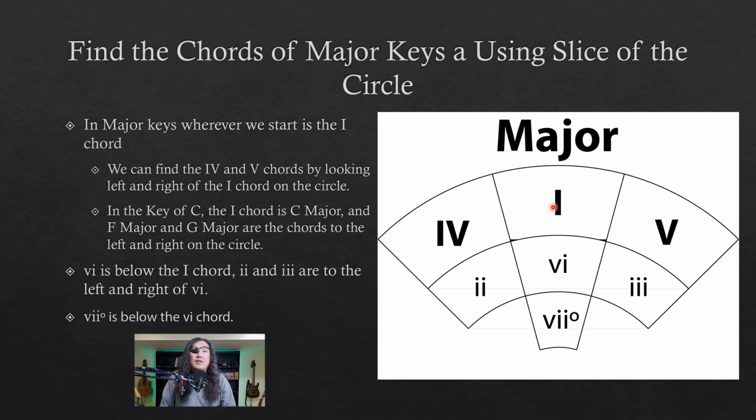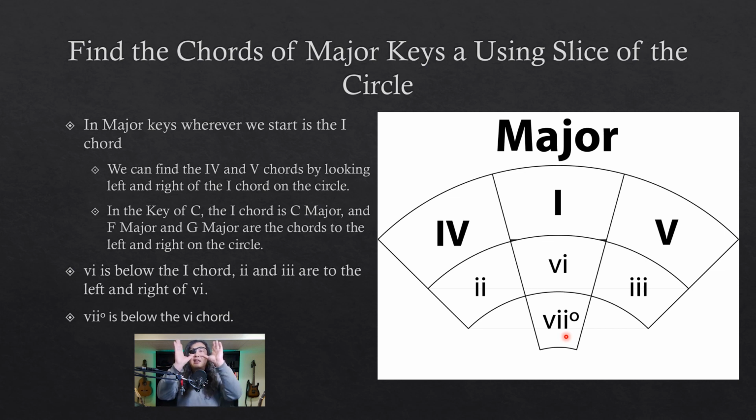And then if we look to the left and the right of the 1 chord, we get our 4 chord and our 5 chord. If we move 1 ring in from the 1 chord, we get our 6 chord, which is minor. If we look to the left and to the right, we have our 2 and our 3 chords, which are also minor. And then if we move 1 more ring inwards, we get our 7 chord, which is diminished.